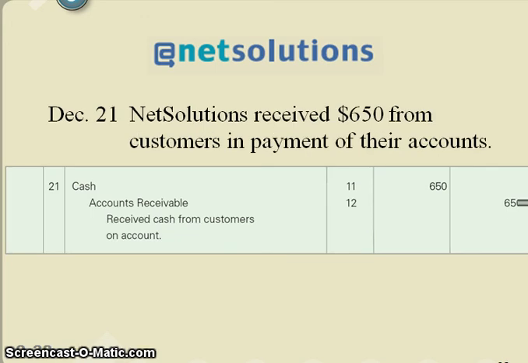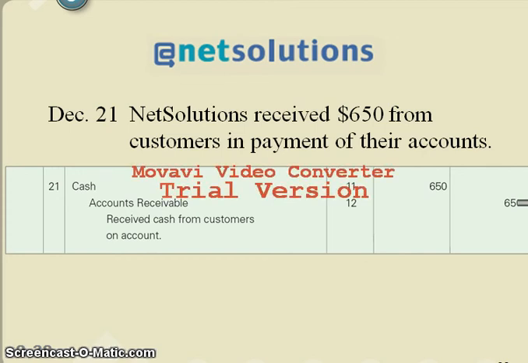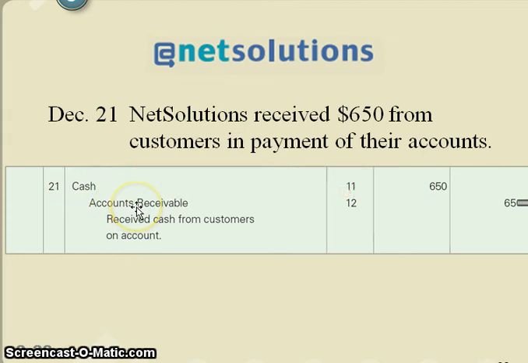NetSolutions received $650 from customers in payments to their accounts. Okay, so people who owed us money have now sent in their checks. So we received the cash and we reduced the accounts receivable. When they owe us money, we increase the accounts receivable, which is a debit. When they pay us what they owe us, then we credit it to reduce it, because they no longer owe it to us, they've given us the cash.